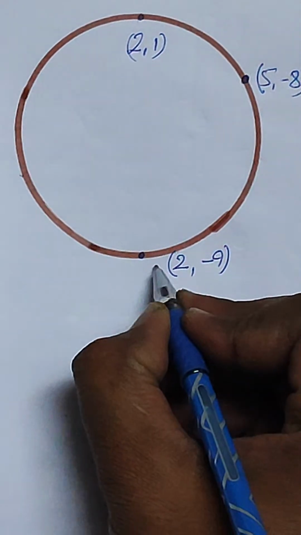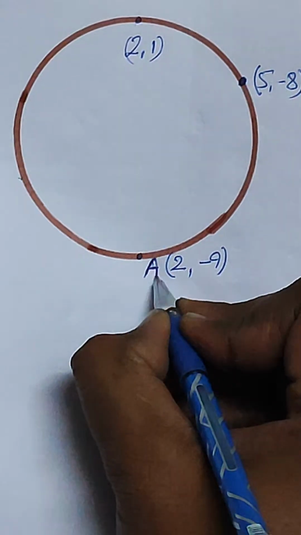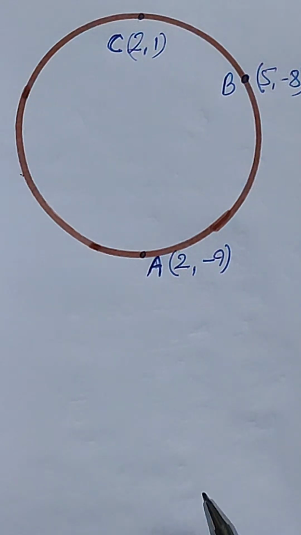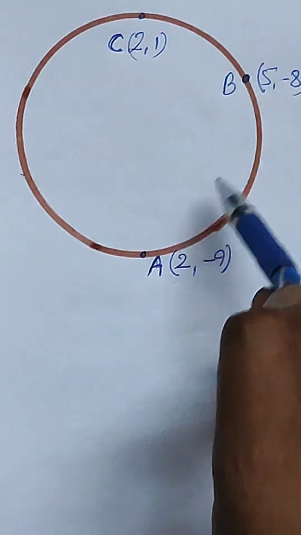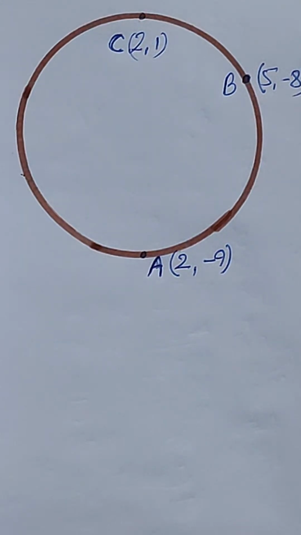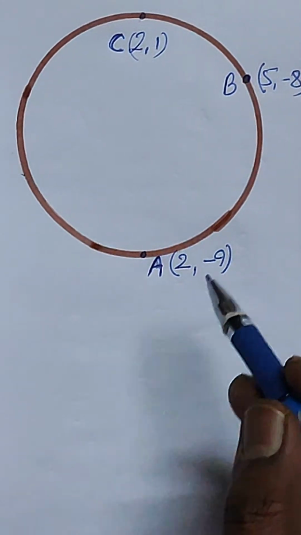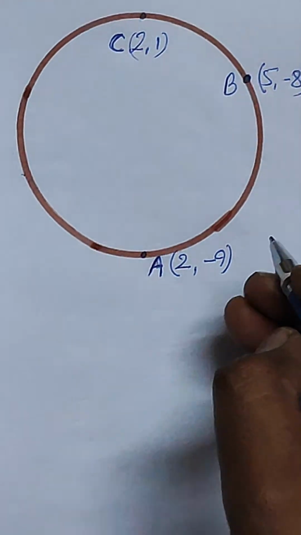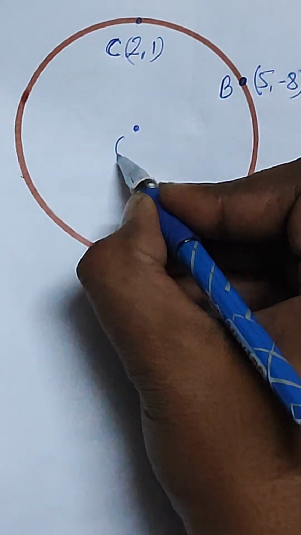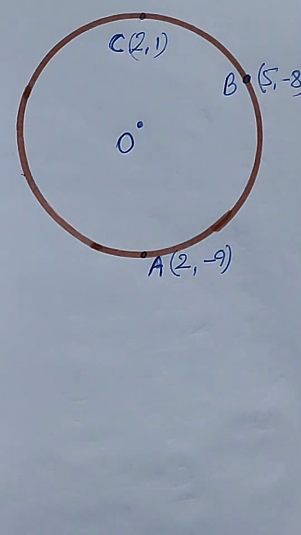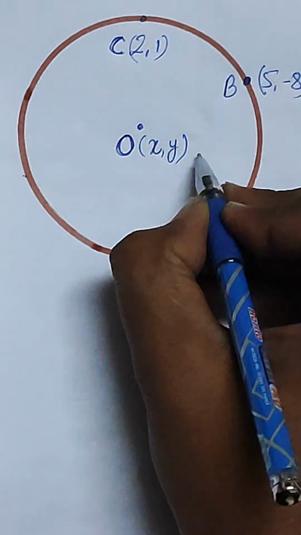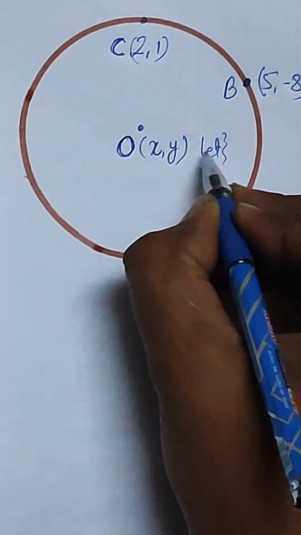Let us say these points are A, B and C. As you can understand, all these 3 points would be lying on the circumference of the circle. Then only the circle will be passing through it. And we also know that through 3 distinct points a circle can pass. So if the center is O, with coordinates x and y, this is assumed.